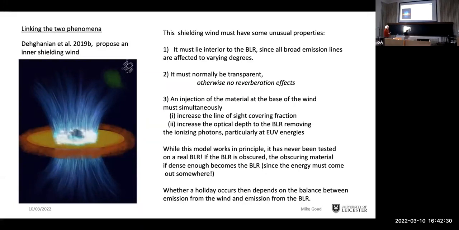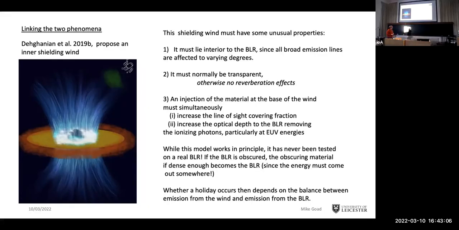Okay, now it has to have some rather unusual properties. If it's lying interior to the BLR, okay, so let's assume it's the obscurer. To reproduce the absorption lines, we need to change the covering fraction. Okay, we can do that by injecting material at the base of the wind. If we do that, then we change the transparency of the wind in the direction of the BLR, and possibly the column density and also the covering fraction along our line of sight to component 1. So we filter the direct continuum, okay, stuff along the line of sight and towards the BLR at the same time.